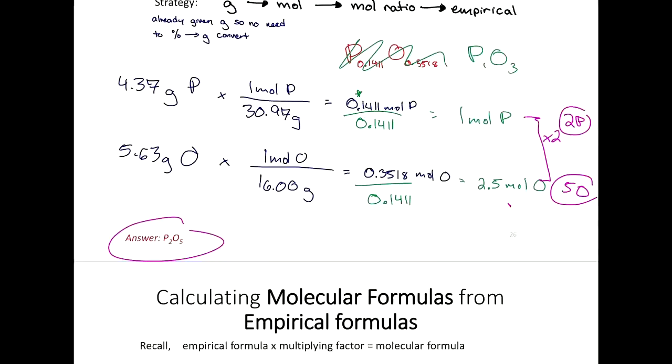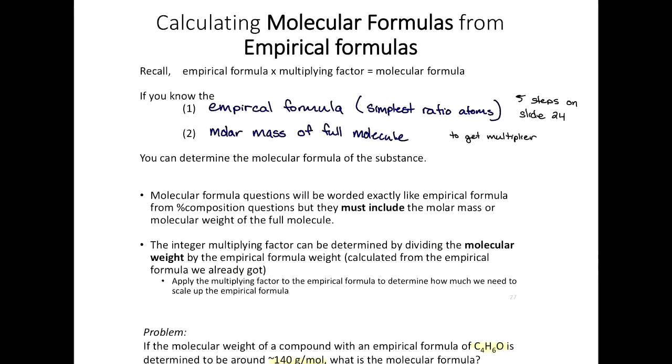Okay, 7 minutes. So all of these that we've just done have all been empirical formulas, the simplest ratio. So how do we get a molecular formula? In order to figure out the full molecular formula for a compound, we need 2 things. First, we need the empirical formula. And the second thing we need to know is the full mass of the molecule. If we know those two things, we can get the full molecular formula.